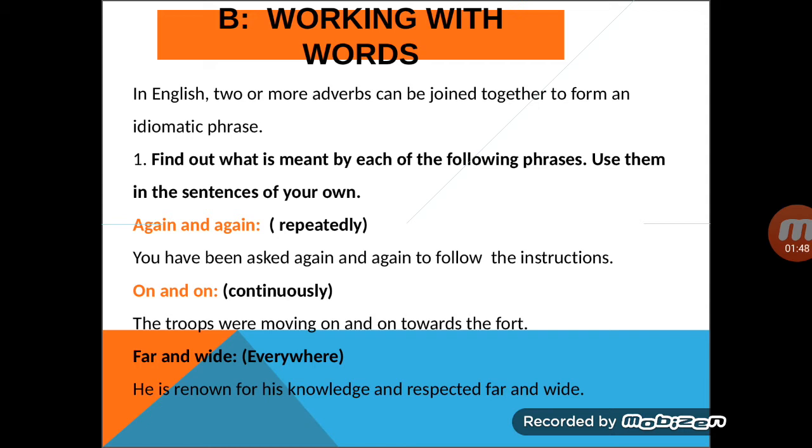The first one is in front of you, again and again, and it means repeatedly. If we repeat the actions, we can say again and again, and the word again has been repeated in this phrase. You have been asked again and again to follow the instructions. Now I think you will be able to understand it so easily. The next phrase is on and on. It is continuously. The troops were moving on and on towards the fort.